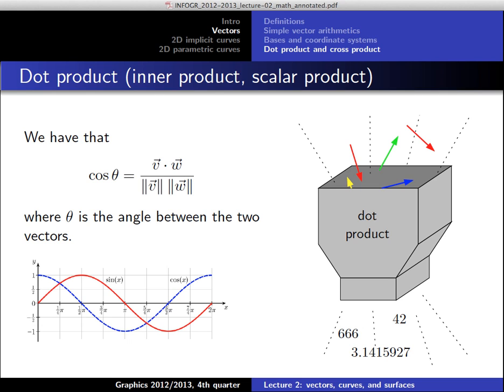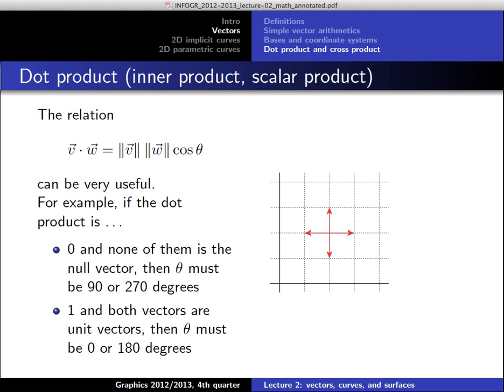The cosine of the angle between the vectors has this interesting relation to the scalar product: if we take the result of the scalar product and divide it by the product of the lengths of the individual vectors, then we get the cosine of the angle. Or, more usefully, written the other way, the scalar product can be calculated based on the lengths and the cosine.